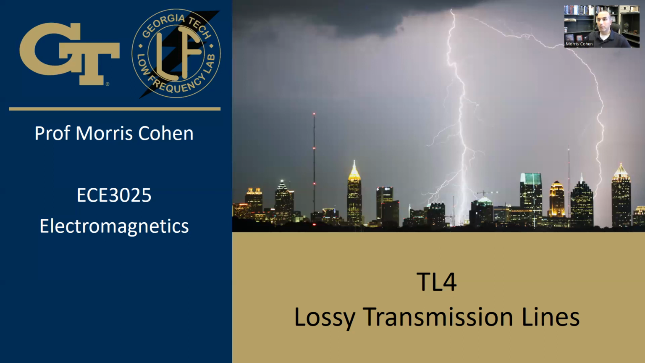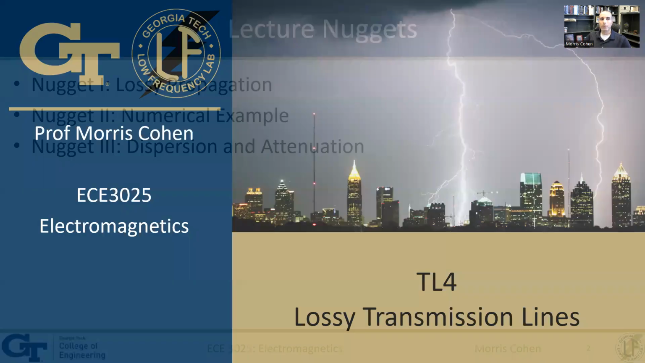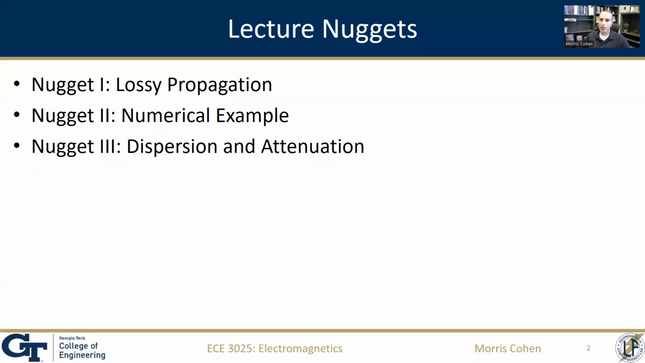So in this section, we're going to consider how that impacts the propagation of waves on transmission lines and how to take that into account properly. So we have 3 sections here. The first is just the basics of what we call lossy propagation. In part 2, we'll go through a numerical example, and in part 3, we'll talk about what's called dispersion along with attenuation. Attenuation is basically the gradual reduction in the amplitude of a wave.